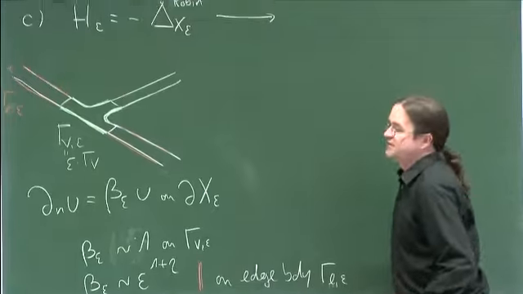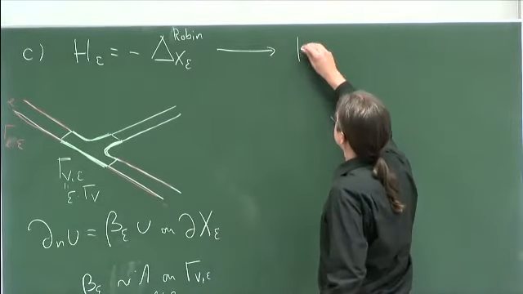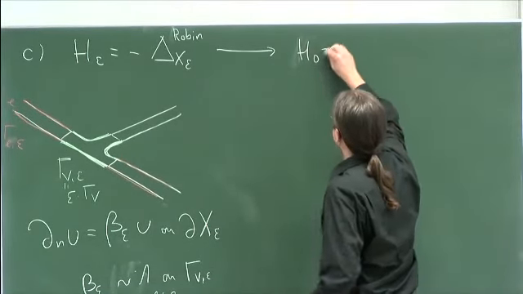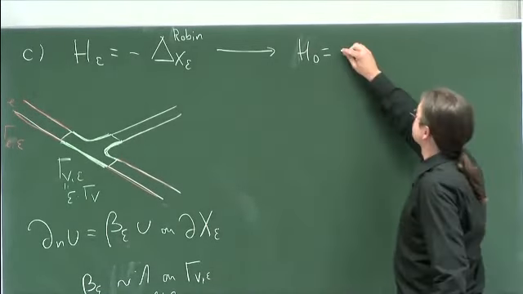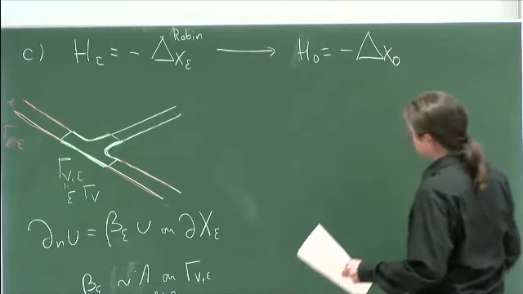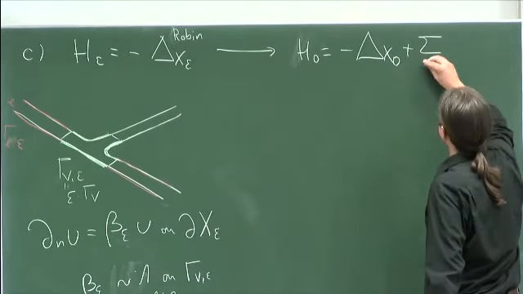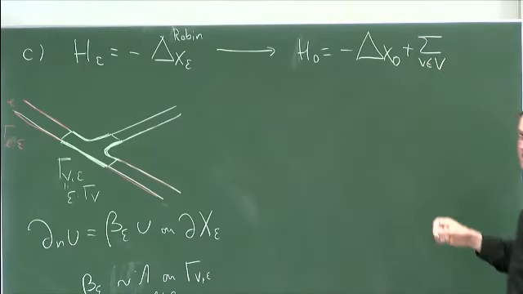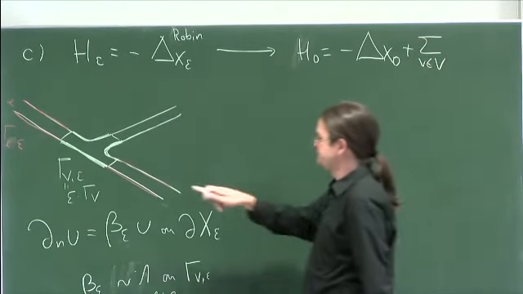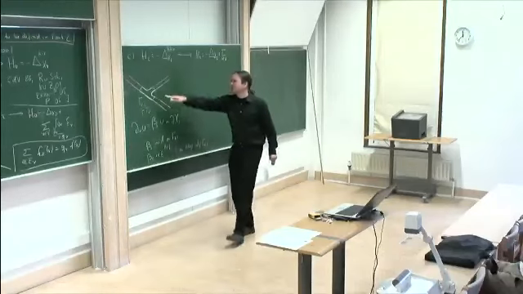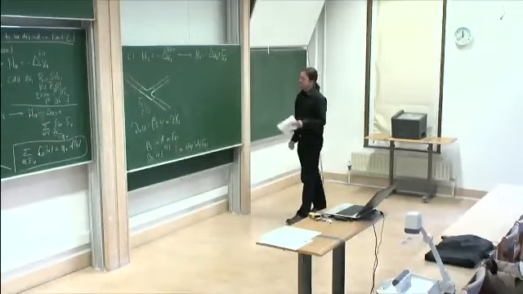What comes out as a result is again a sort of Laplacian with delta conditions. And now the couplings are given by the integral of this beta over this green part here.